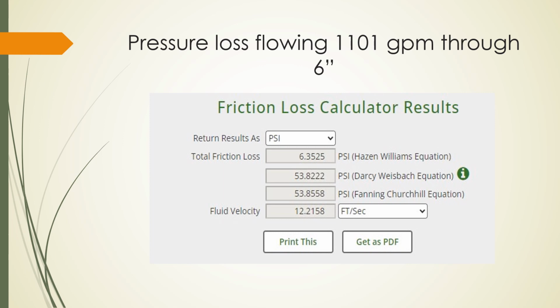And just to show there's additional methods to determining pressure loss, we also went online and used one of the online calculators for 1101 GPM through a 6-inch line. Again, I called it Schedule 40, so I put in the 6.065 internal ID for that Schedule 40 pipe. Input 1100, C of 120, 150 feet of pipe, and came up with a total friction loss of 6.3.